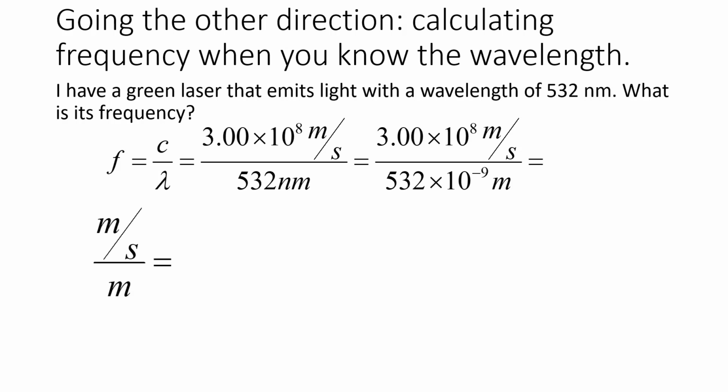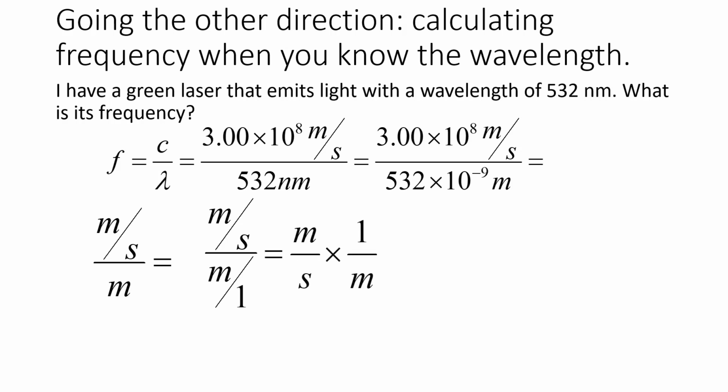Now, what about the units on this thing? A meter per second over a meter. I'm going to take that meter on the bottom and divide it by 1. That will not change it. So I'm just writing it as meters over a second divided by meters over 1. Then I've got a fraction on the bottom. I can flip that and multiply. And when I do that, I'll have meters over a second times 1 over meters. The meters will divide out, and I'll have 1 over seconds. And 1 over seconds is hertz. So my answer is going to have units of hertz.